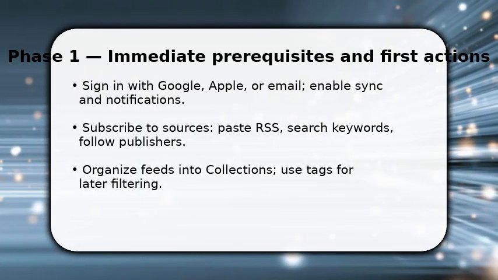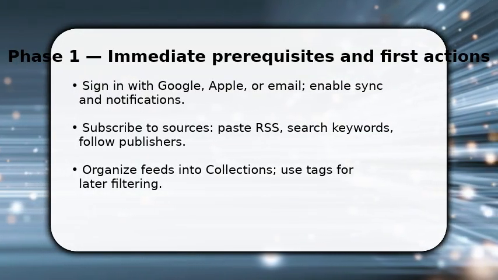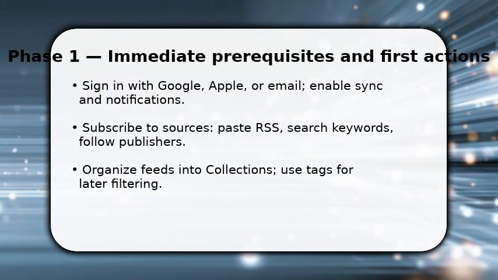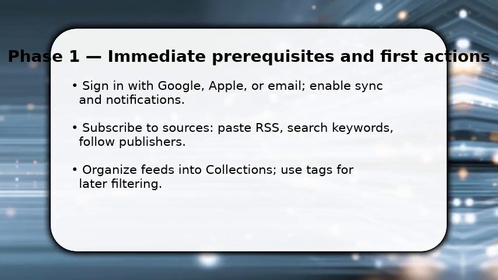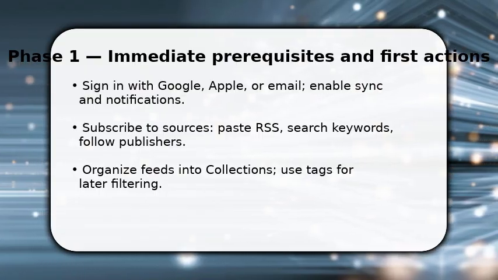You start by signing into Feedly. Choose Google, Apple, or email so your reading syncs across devices. Once done, add sources immediately. Paste an RSS link or search publishers and keywords to subscribe.